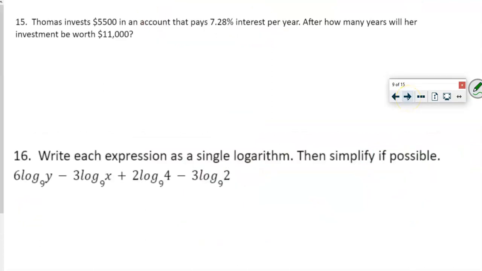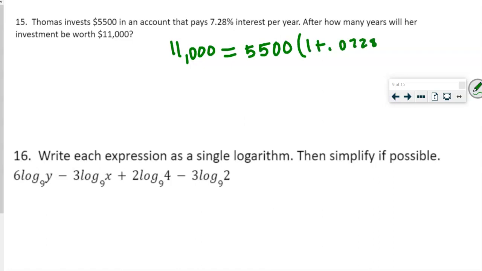So on number 15, this one says Thomas invests $5,500 in an account that pays 7.25% interest per year. After how many years will his investment be worth $11,000? So we're going to put $11,000 here, and that's going to be equal to our initial amount, $5,500, times 1 plus our 0.0725, recalling that we move that decimal place 2 places to the left. So now we're going to divide by 5,500 here, and that's going to give us 2.